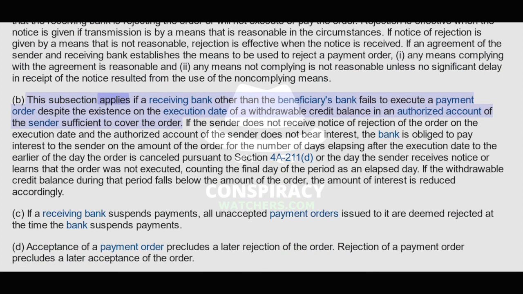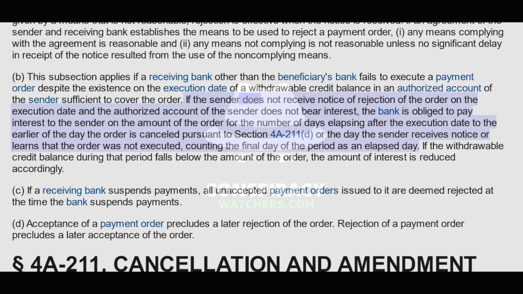This subsection applies if a receiving bank other than the beneficiary's bank fails to execute a payment order despite the existence on the execution date of a withdrawable credit balance in an authorized account of the sender sufficient to cover the order. If the sender does not receive notice of rejection of the order on the execution date and the authorized account of the sender does not bear interest, the bank is obliged to pay interest to the sender on the amount of the order for the number of days elapsing after the execution date to the earlier of the day the order is cancelled pursuant to Section 4A211 or the day the sender receives notice or learns that the order was not executed, counting the final day of the period as an elapsed day.